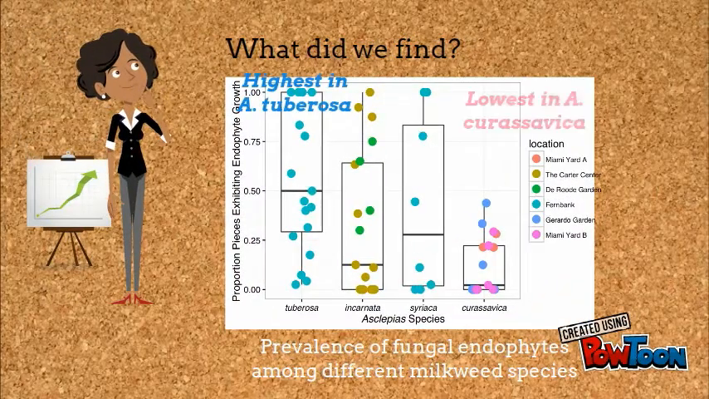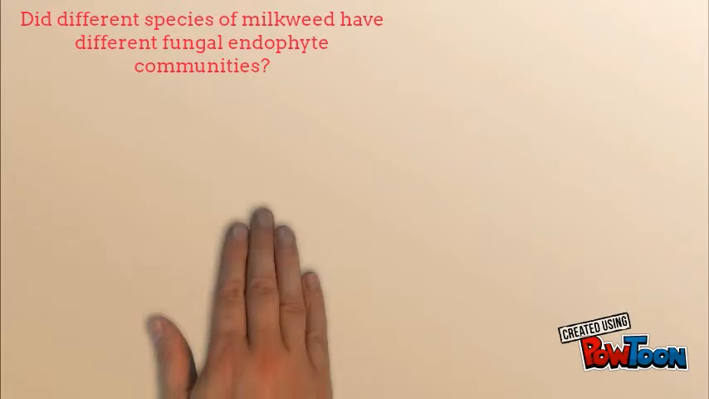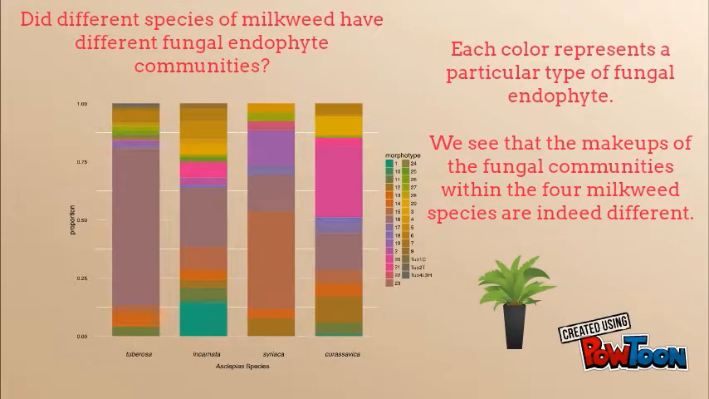So, what did we find? Interestingly, there was suggestion that prevalence of fungal endophyte infection was different among the 4 milkweed species, with high prevalence of infection in tuberosa and markedly lower prevalence of infection in curassavica. What about the communities of fungi isolated from the 4 species? We also found that the constituents of the fungal endophyte communities within the 4 species were different. In the figure, each color represents one type of fungal endophyte, and the size of the bars indicate the proportion of endophytes in that milkweed species that were a particular type.